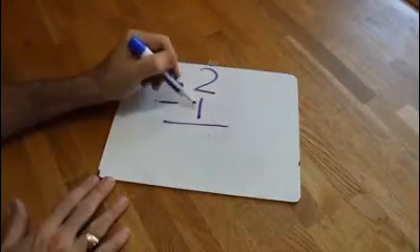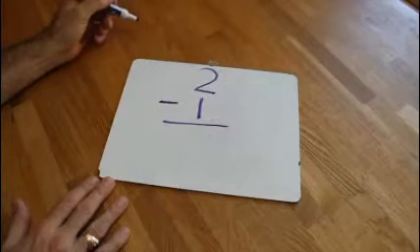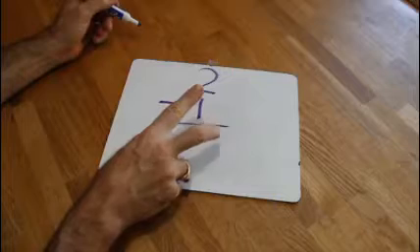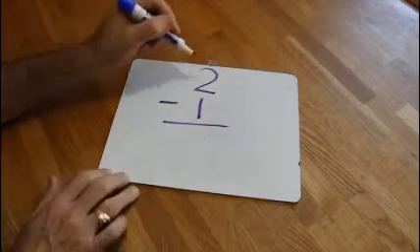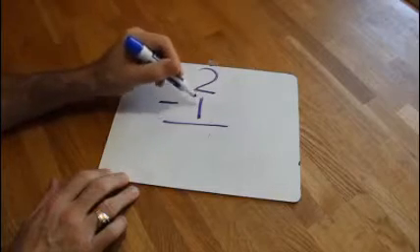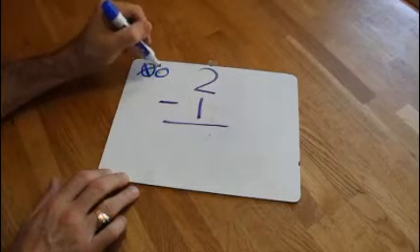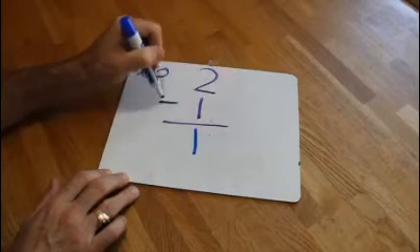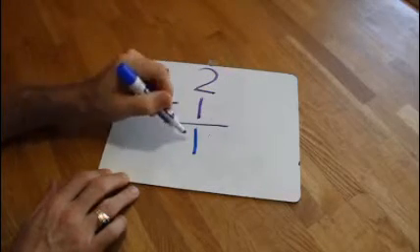Two minus 1 equals, mental math, fingers, or pictures. Start with our 2. 1, 2. Minus means to take away. How many? 1. How many are left? 1. Nice straight line. Read it. 2 minus 1 equals 1.